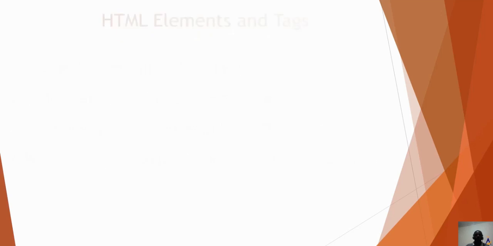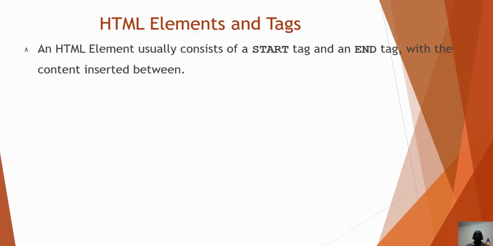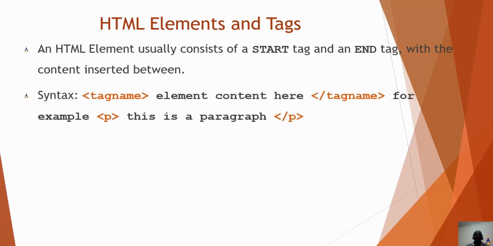HTML elements usually consist of a start tag and an end tag with the content inserted in between. So the syntax for defining an HTML element usually contains two tags. The first tag is a start tag, and the second tag is an end tag. For example, if we want to define a paragraph, we use a p tag starting with p and also ending with p. But before p, we put a forward slash marking the end of that tag.